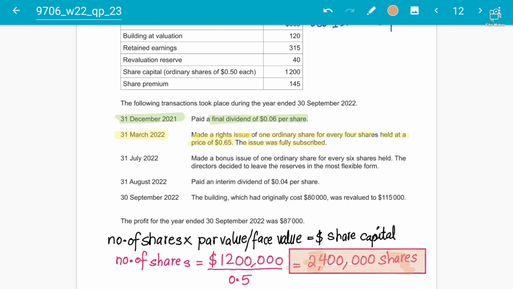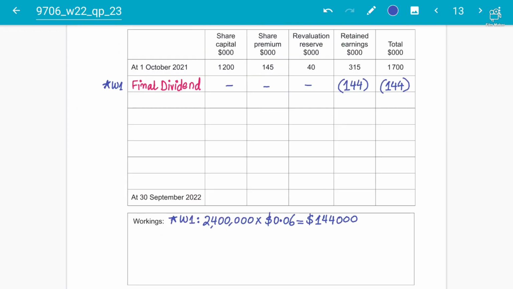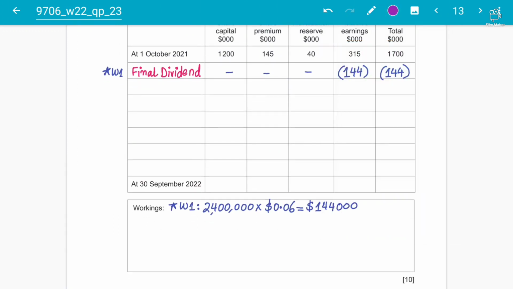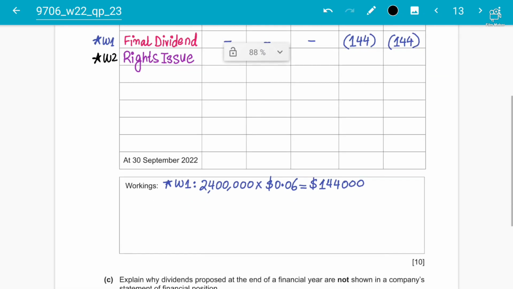So let's work about it, कि how many shares will be there and what will be the working of this. So let's say that this is, sir, rights issue, and here we go, this will be, sir, working number 2, and let's start working number 2 here. Okay, students. So we are going to say rights issue.